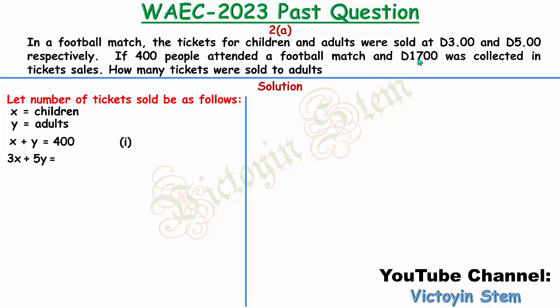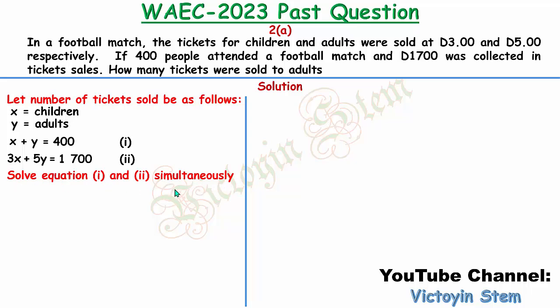So 1,700D was collected. They made this by selling 3x of tickets for children and 5y of tickets for adults. So I need to find X and Y. Okay, I'll christen this equation 2. Solve equation 1 and 2 simultaneously.